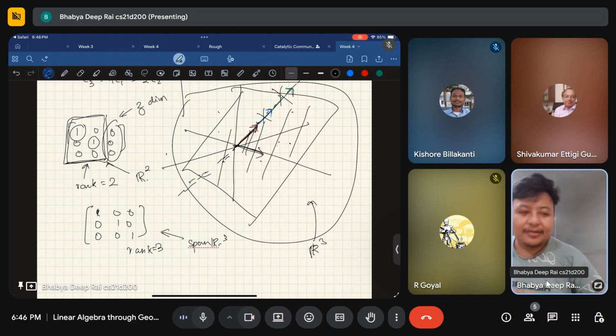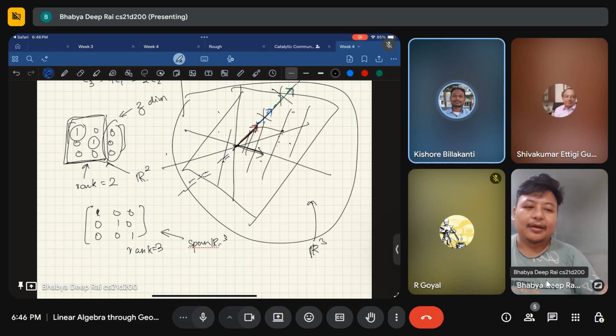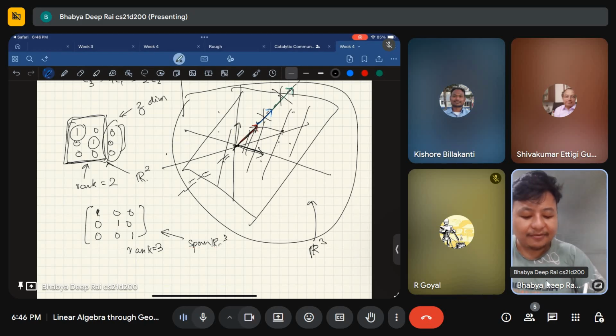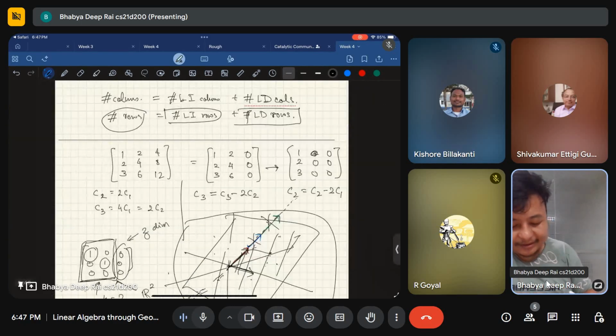If you do that, then you're done, because any combination of these two vectors will always lie on the same plane. And the third vector is anyway linearly dependent, so its effect will also be on the same plane. That is the concept. Okay, good. I hope that clears it.